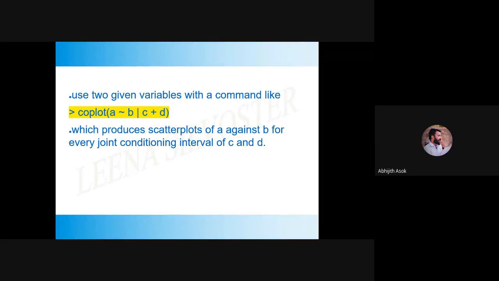Using two given variables, we can also plot a scatter plot using coplot. Here we are plotting a against b for a given joint conditional interval of c and d. Previously we had plotted for a given value of c. Now we are using the conditional intervals c plus d.